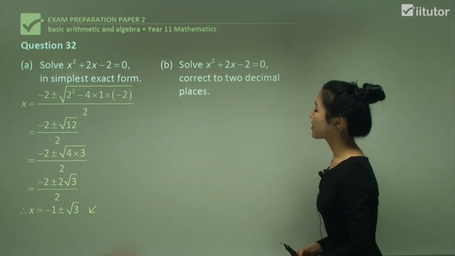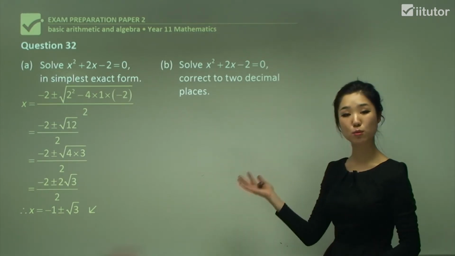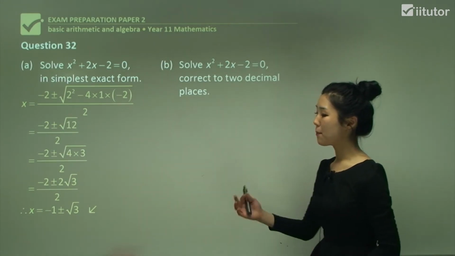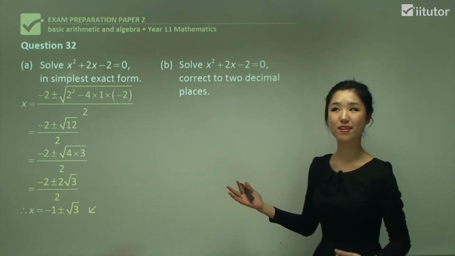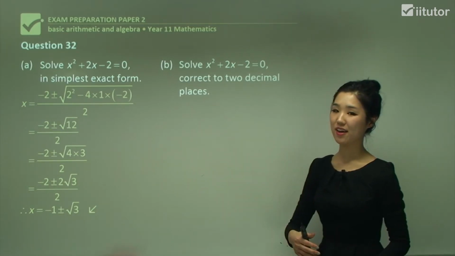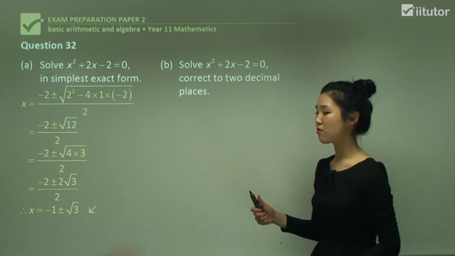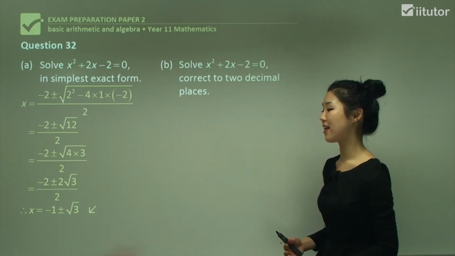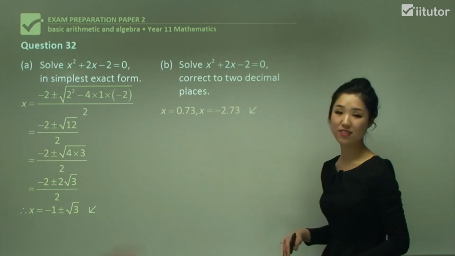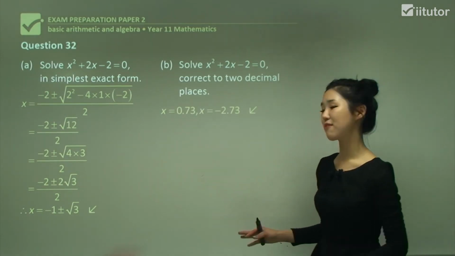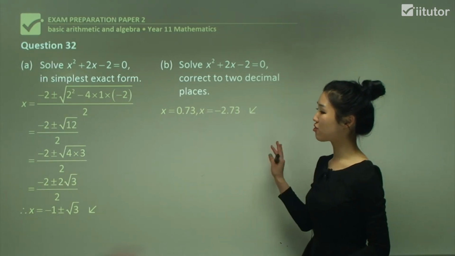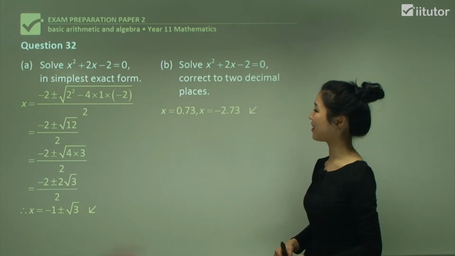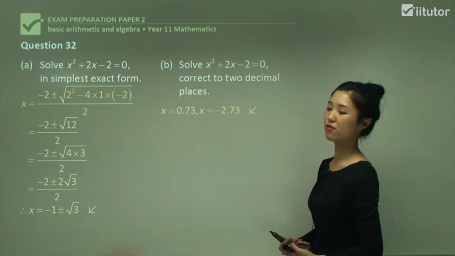Now part B is asking us to solve that equation corrected to 2 decimal places. So I've got the exact form for that one, but because they want it rounded to 2 decimal places, put that in your calculator individually. Put -1 plus root 3 and -1 minus root 3 individually into your calculator and see what you get. You should get those two values, and I'm sure you all know how to round to 2 decimal places. For this question, I just want you to try it by yourself and check your answers with mine. Okay, so that's the answer. It's a very simple question, just using the formula.